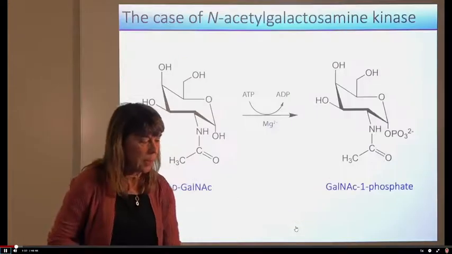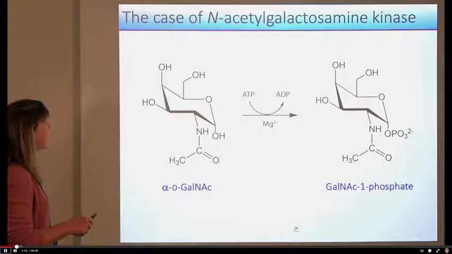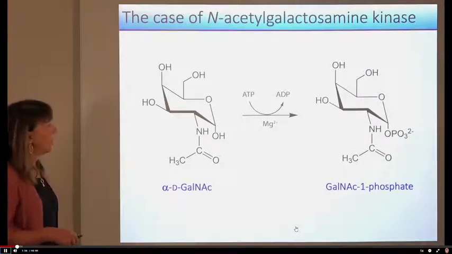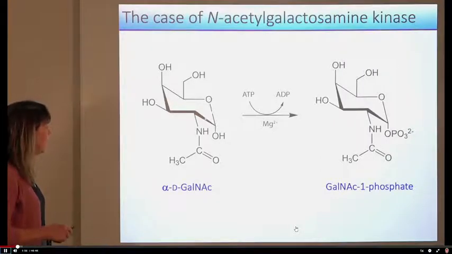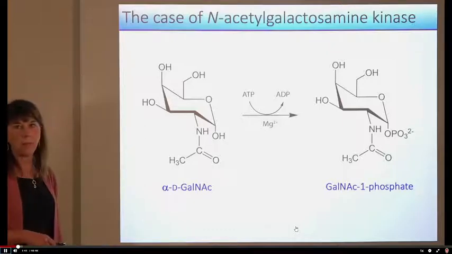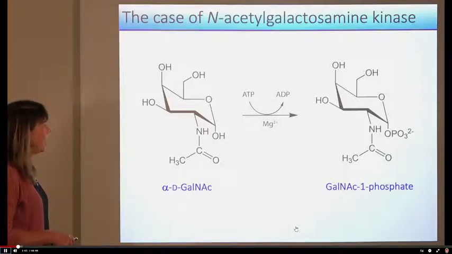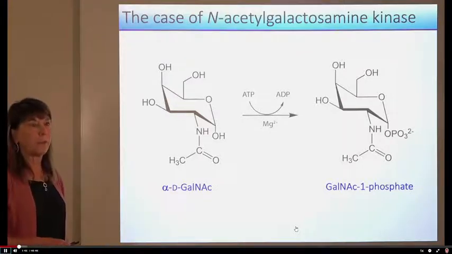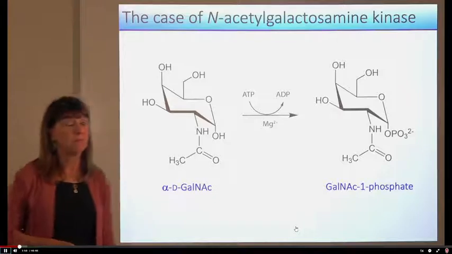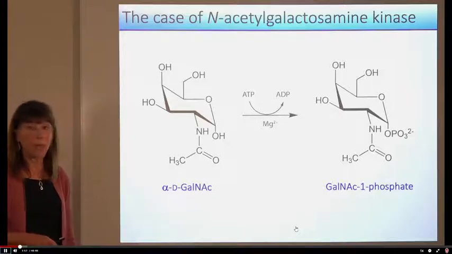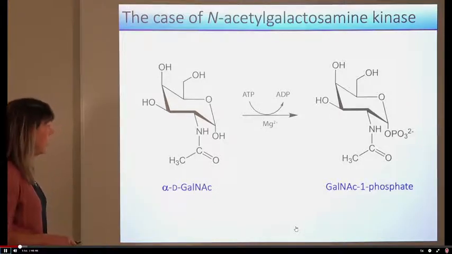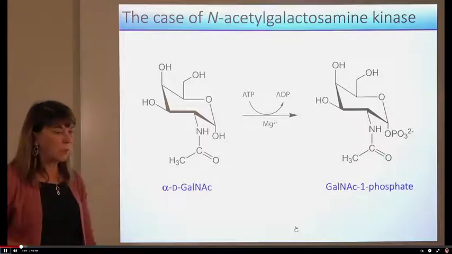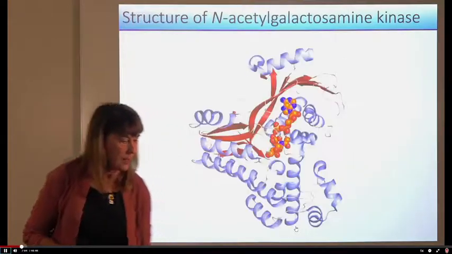So I'm going to show you an example. And this is the case of N-acetylgalactosamine kinase. And what does this enzyme do? It puts a phosphate group right there. It uses ATP to do it. In the human enzyme, the structure that I'm going to show you, we still don't know the physiological role of the human enzyme. It's thought that it may be important in a salvage pathway, but we still don't know. But what you need to see here is that you're going from that hydroxyl group to a phosphoryl group right there. All right, so the structure of N-acetylgalactosamine kinase was solved.